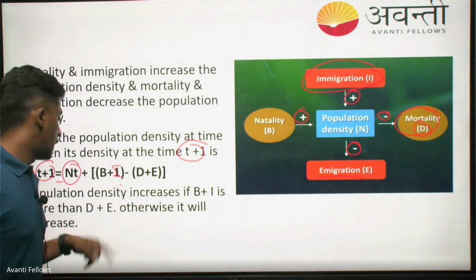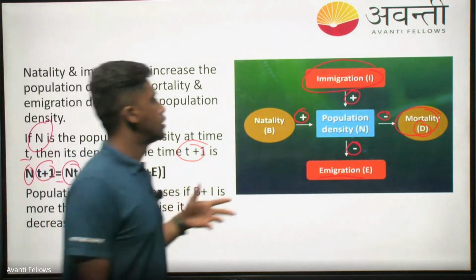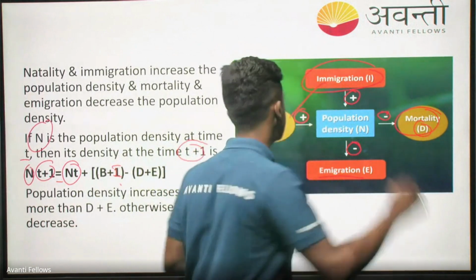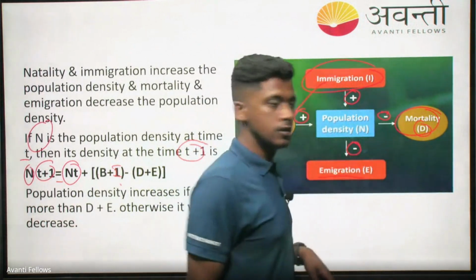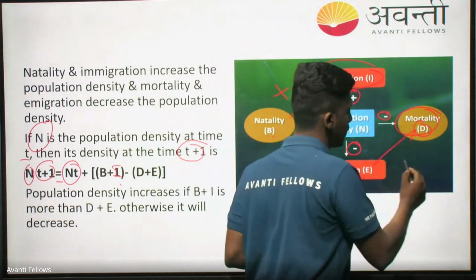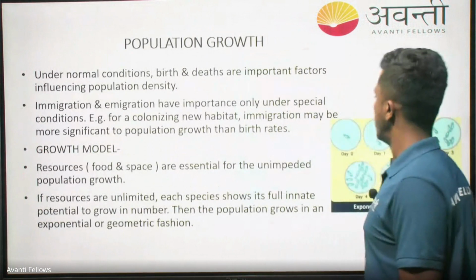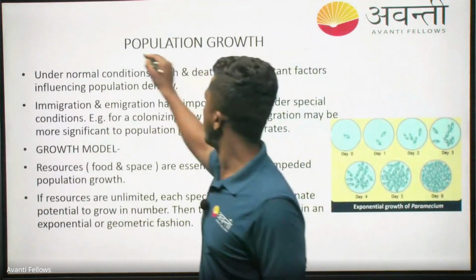As I told you, there are two factors: one is natality, the other is immigration. If these two increase, population density increases. If the other two increase, population density decreases. Simple. Okay, next one. Let's talk about population growth.